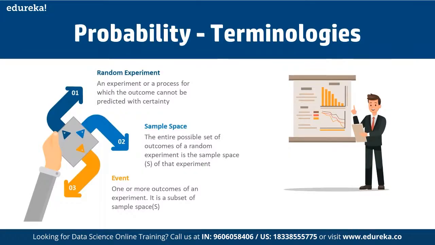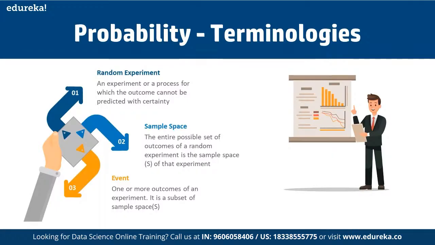And then we have disjoint events. Disjoint events do not have any common outcomes. For example, a single card drawn from a deck cannot be a king and a queen. And then we have joint events. Non-disjoint events can have common outcomes. For example, a student can get 100 marks in statistics and 100 marks in probability.